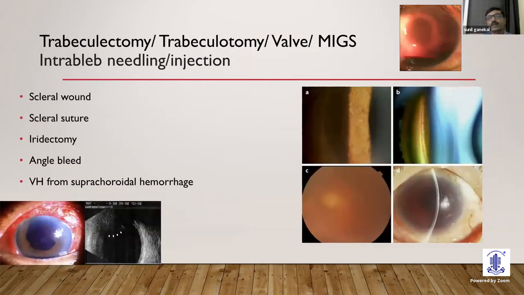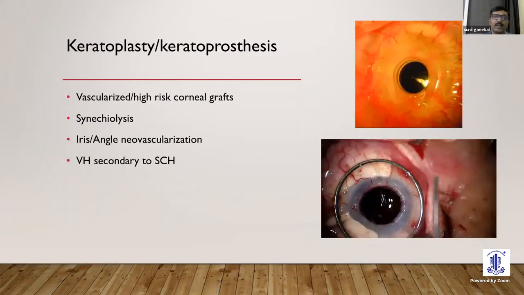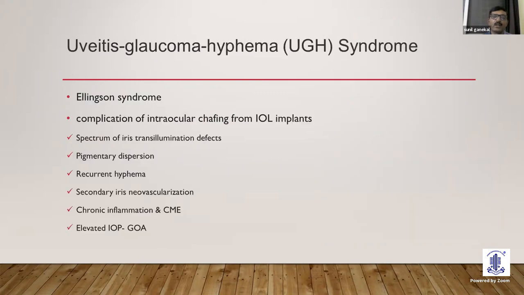Trabeculectomy, of course, can bleed from the scleral wound where you create the trabeculectomy flaps. Scleral sutures, if you take very deep sutures, can bleed. Similarly, iridectomy and angle bleeds. Even a suprachoroidal hemorrhage can bleed in a trabeculectomy patient. In keratoprosthesis and keratoplasty, the same thing. If you have iris and angle neovascularization, synechiolysis, or vascularized iris grafts, they can sometimes bleed into the vitreous cavity if there is aphakia.